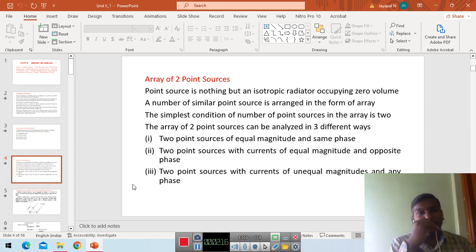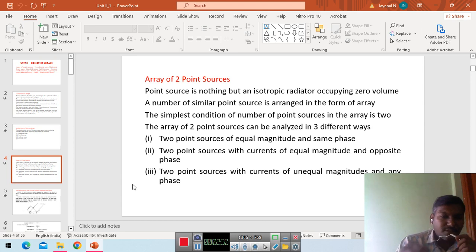Antenna array of 2 point sources: a point source is nothing but an isotropic radiator occupying zero volume. It should be considered a zero volume antenna, and a number of similar point sources arranged in an array form the array. The simplest form is 2 point sources, and we can analyze the antenna array in three cases. One is 2 point sources with currents of equal magnitude and same phase. Second is 2 point sources with currents of equal magnitude and opposite phase. And third is 2 point sources with currents of unequal magnitudes and any phase.